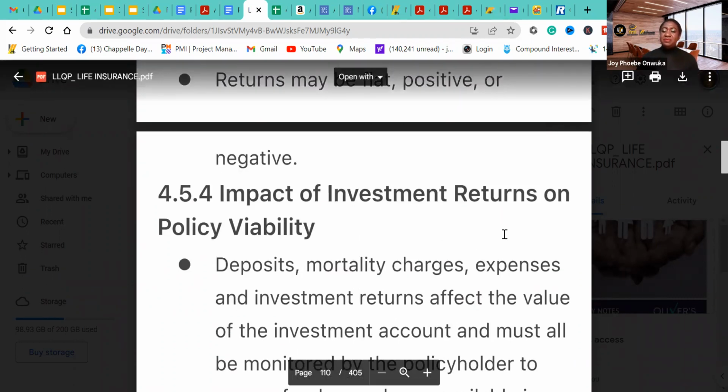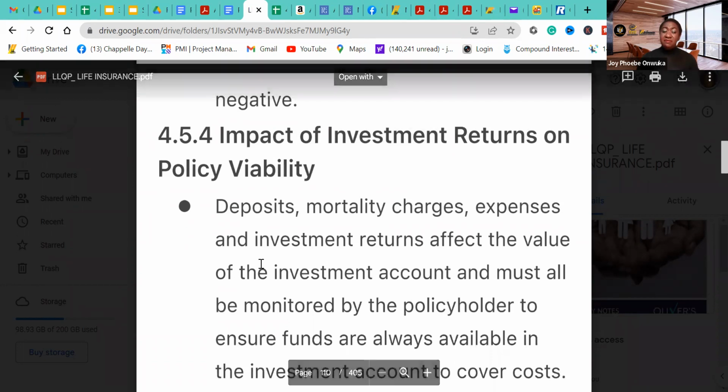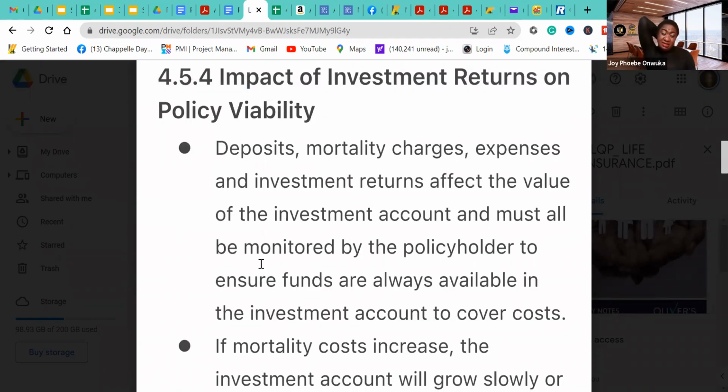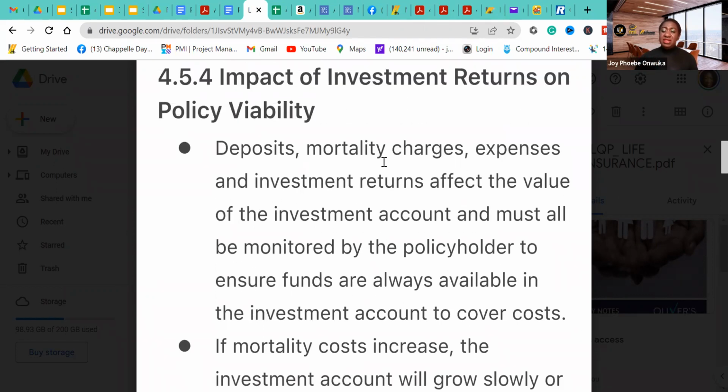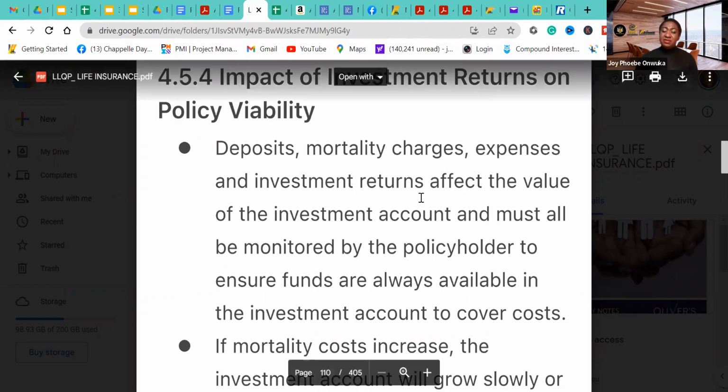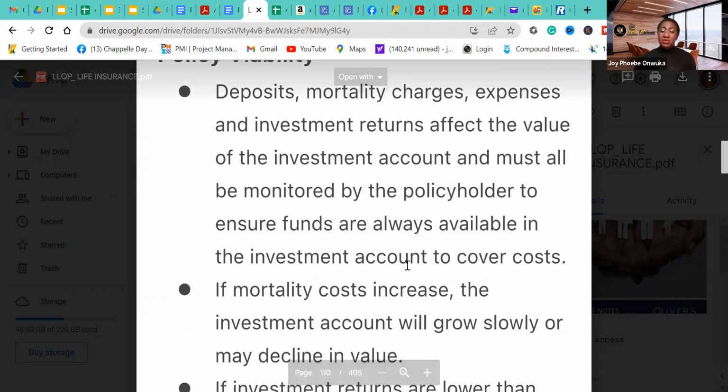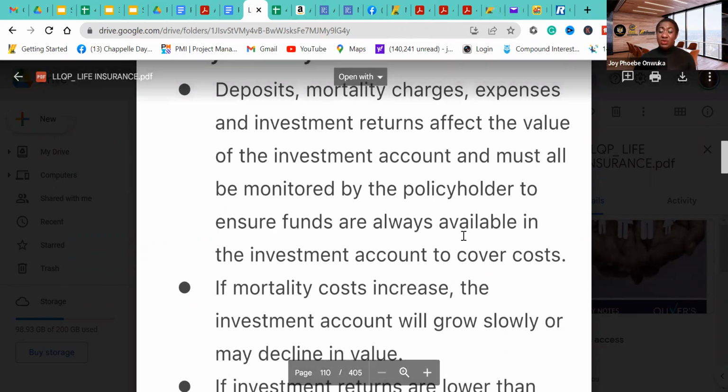Impacts of investment returns on policy viability. So what is the impact? I think we've looked at that, if this came up somewhere in passing, but now we're going to see the detailed impact of investment return on policy viability. Deposits, mortality charges, expenses, and investment returns affect value of the investment account and must all be monitored by the policyholder to ensure funds are always available in the investment account to cover costs.